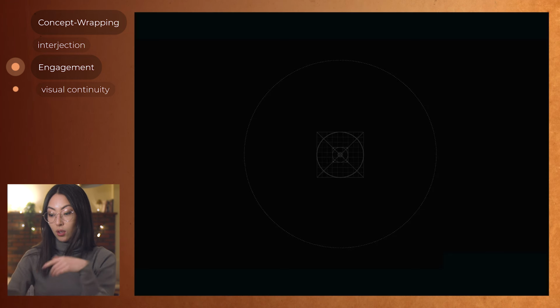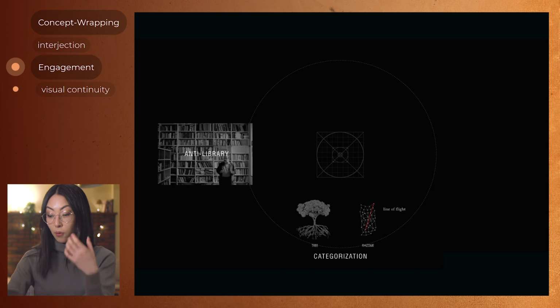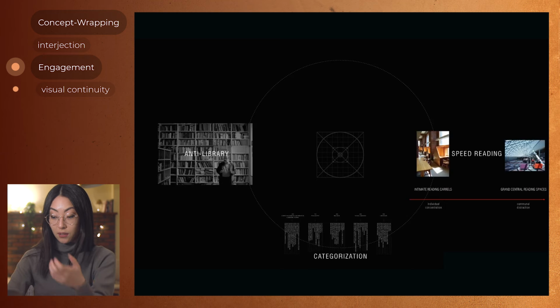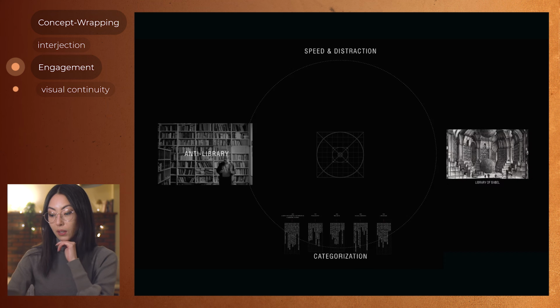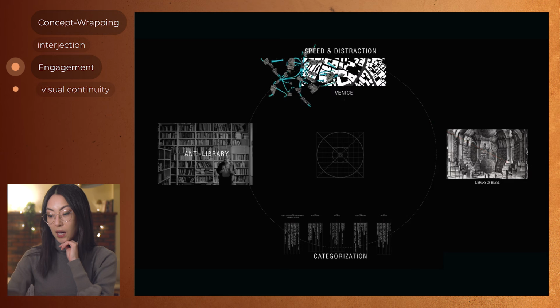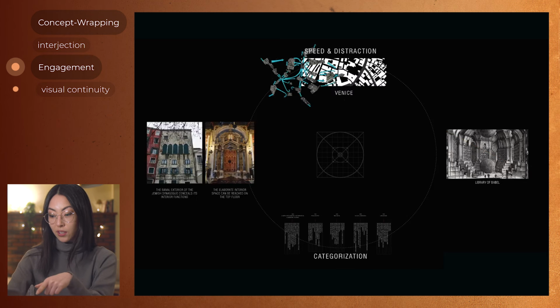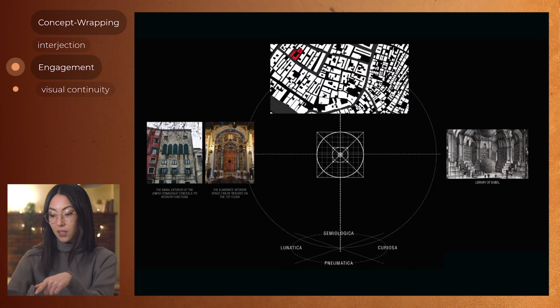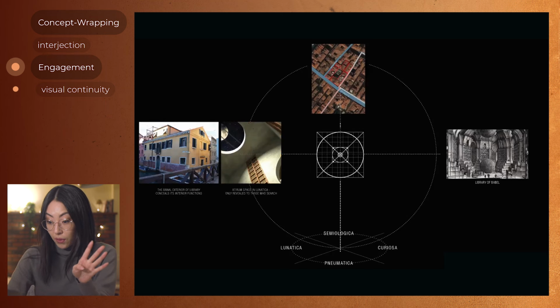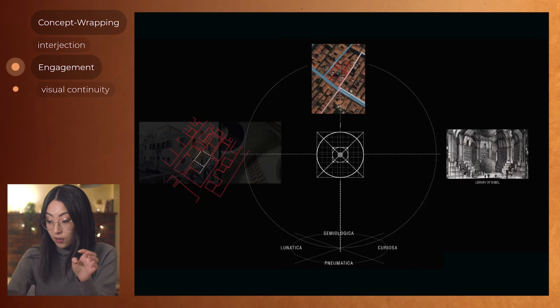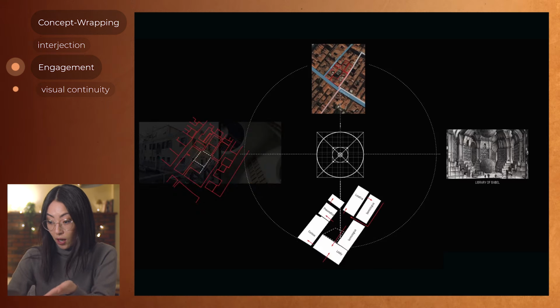So in this one, I had a lot of complex cultural concepts that I had to go over before I even started talking about my building. So here, I'm using this circle as a tool, and I'm showing how these different elements are connected. So I had 4 concepts I wanted to address: anti-library, categorization, speed reading, and speed and distraction. And I had to explain different concepts within that category.